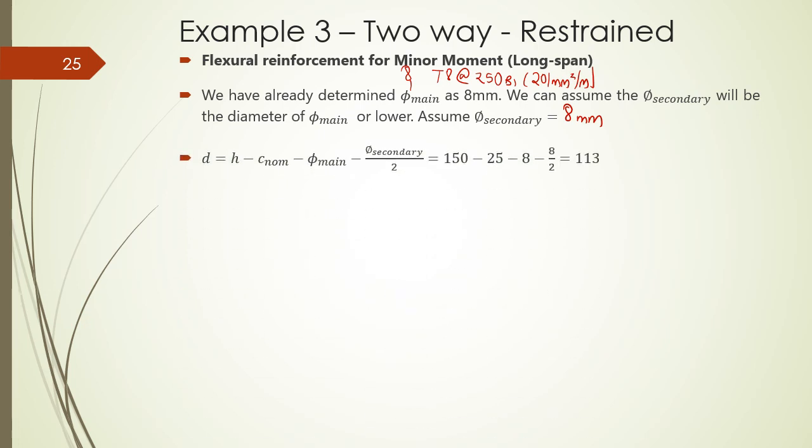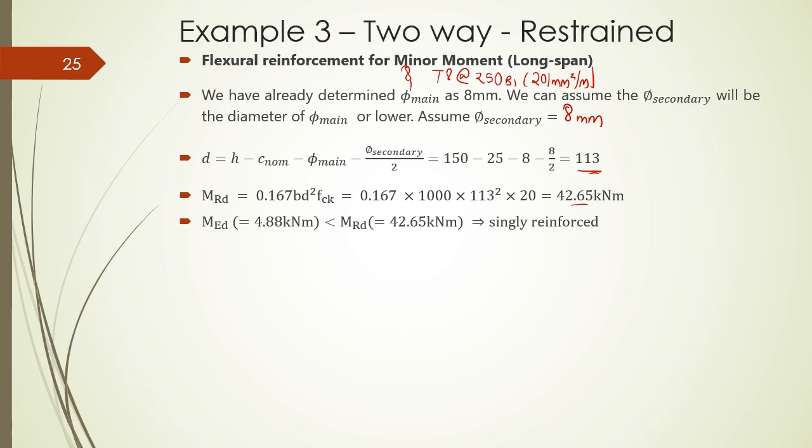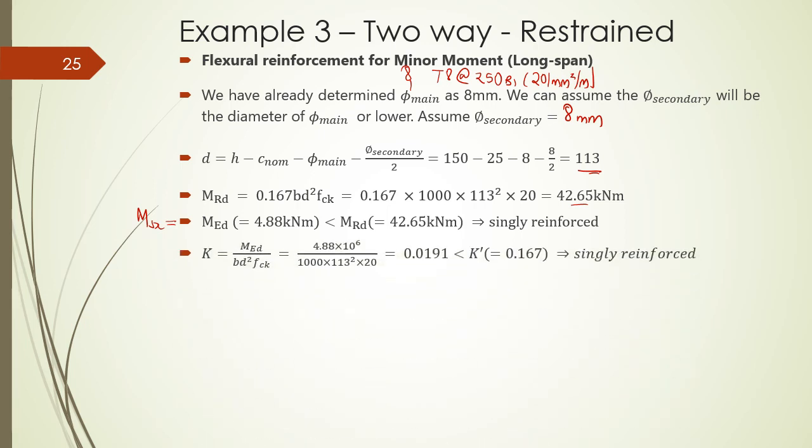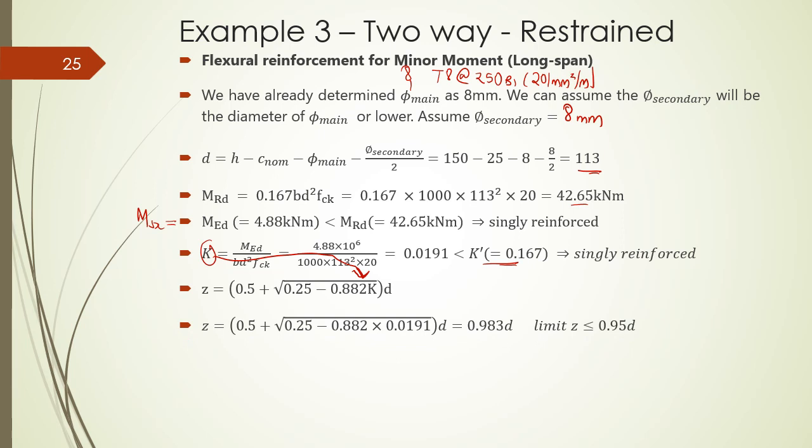So we will calculate the effective depth in the other direction, which will give us 113. Then the design moment of resistance is 42.65, and comparing it with Msx gives us the conclusion that this slab is singly reinforced in the other direction as well, which is expected. So K gives us 0.0191, less than K prime. We need the K to get the value of the lever arm, which we input there. Together Z is 0.983d. So we limit Z to not greater than 0.95d, as that is good practice, and we'll get the area of steel as 144 millimeters squared per meter in the other direction.